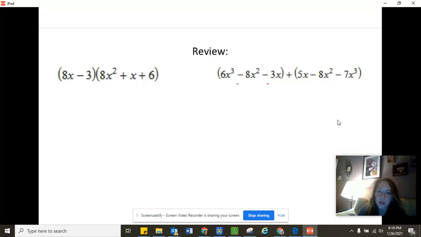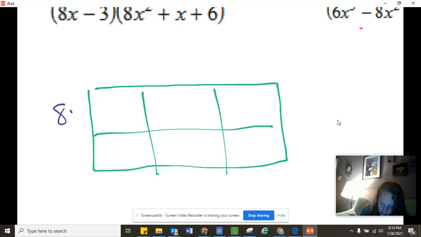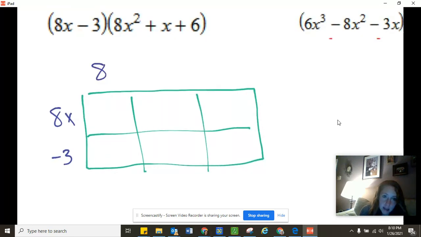So since I'm multiplying a binomial and a trinomial, I'm going to use a 2 by 3 box just to help keep myself organized. Whatever's inside the parentheses, I'm going to put on the outside. So I've got 8x, negative 3, then 8x squared, x, and 6. So I'm going to use this and make sure that 8x multiplies by all three things and that negative 3 multiplies by all three things.